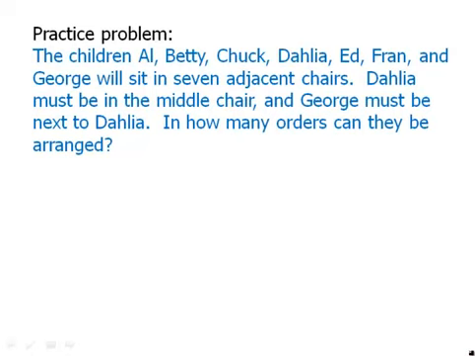So notice that if there were no restrictions, then the total number of orders would just be the product of 7 times all the numbers less than 7. Okay, that would be easy. But that's not what we're asked here. So we have to think about this.